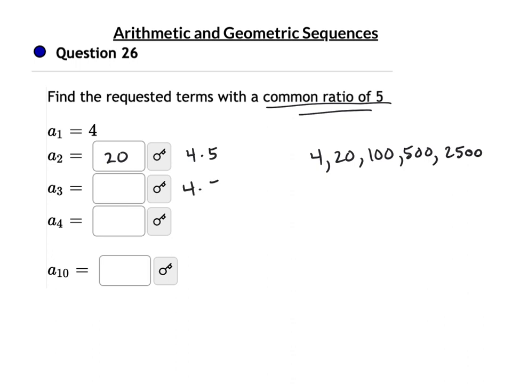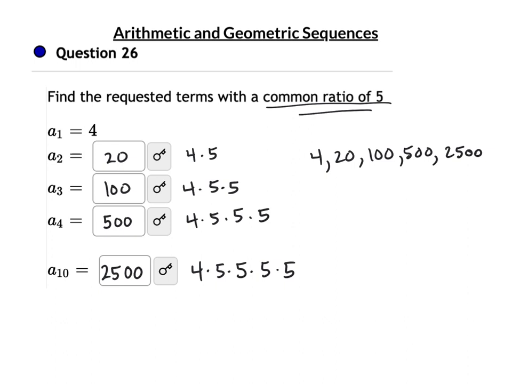So understand, this is 4 times 5, 20. This is 4 times 5 times 5, which is 100. This is 4 times 5 times 5 times 5. That's 500. And the last one will have 4 5s. That would be 2,500.